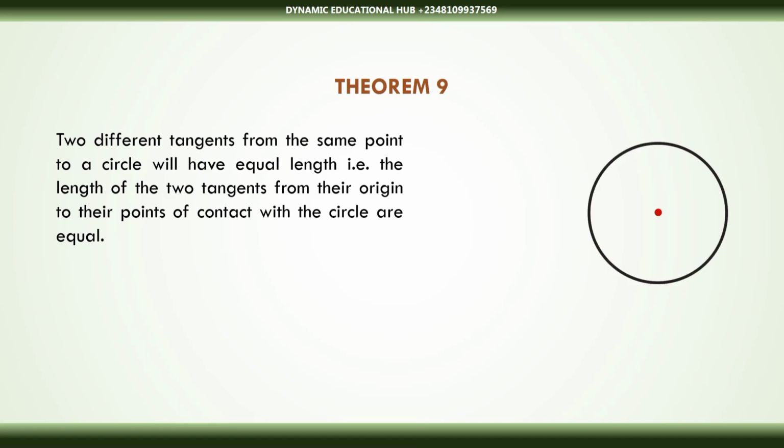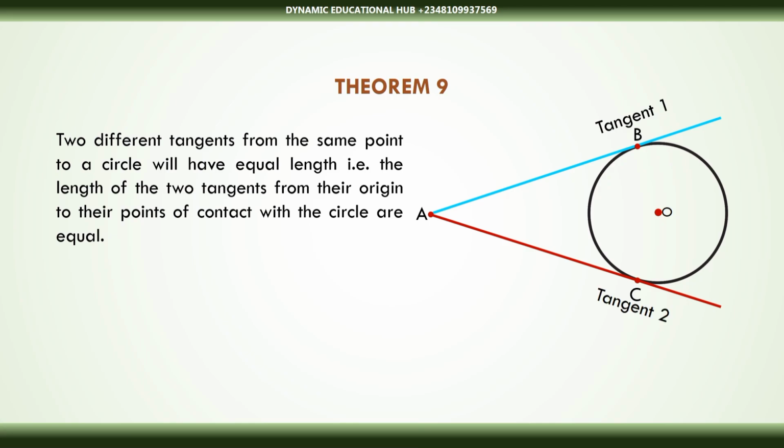Let's have the center of the circle. Let's call that point O. Let's have an external point. Let's call that point A. Let's draw a tangent from that point to a circle, and the point of contact with that circle, let's call it point B. So we have a tangent here. Let's call it the first tangent, tangent 1. Let's have another tangent drawn to that circle, and the point of contact with the circle, let's call it C. We have the second tangent.